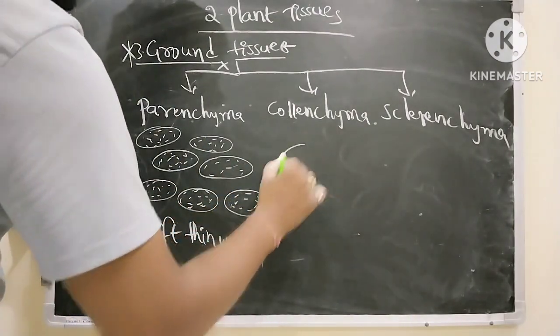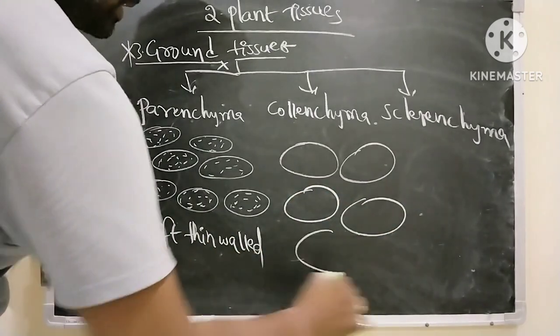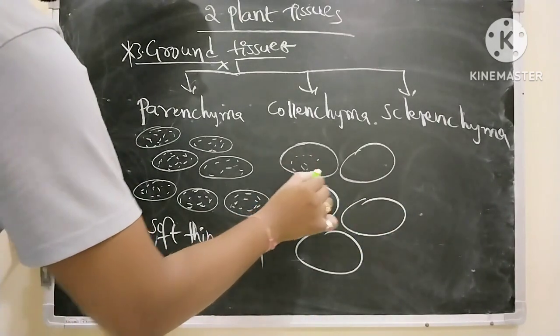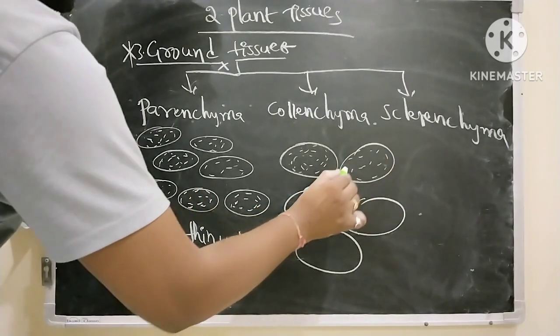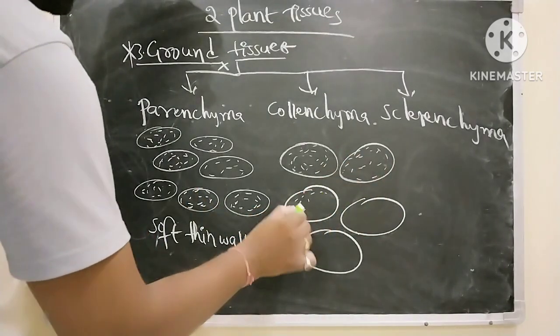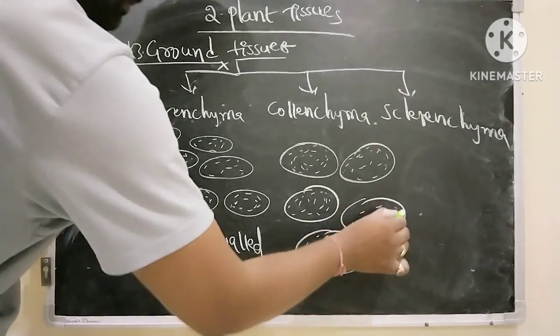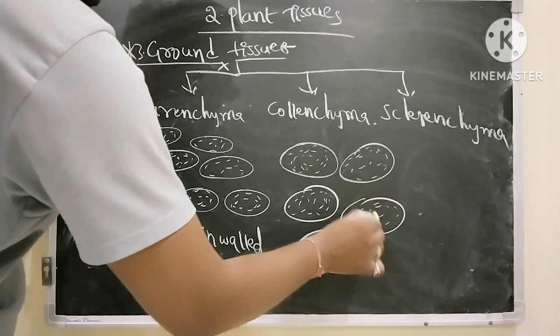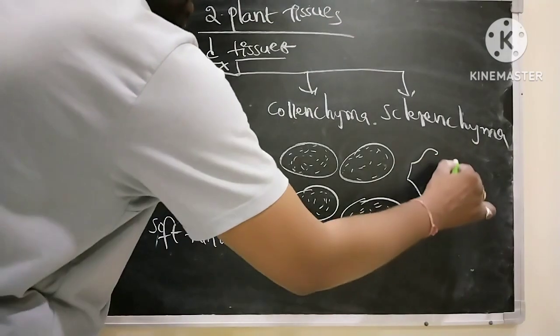Whereas collenchyma cells are long and thick walled. They give mechanical support to the plant body. And the third one is sclerenchyma. Sclerenchyma cells are tightly packed.